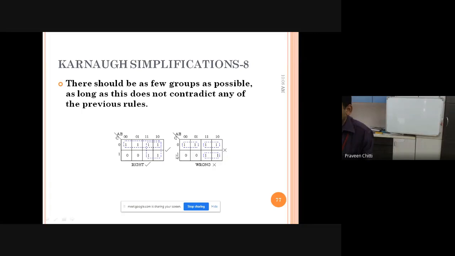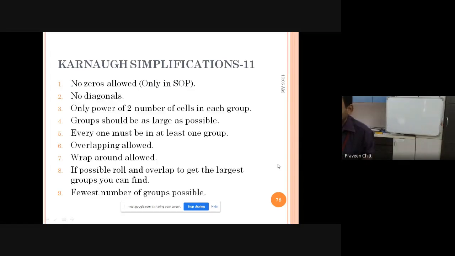This is again a wrong way, because some of you, I have seen in the homework problem, if there is a possibility of forming a quad like this, you have formed 2 pairs. Now here instead of forming 3 pairs like this, you can form 2 quads like this. This is the right way of forming the groups.